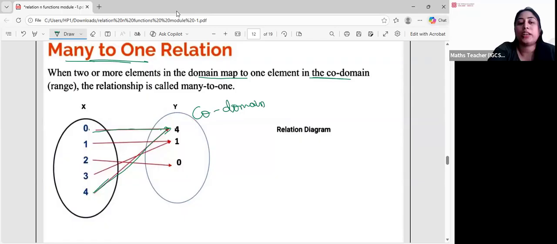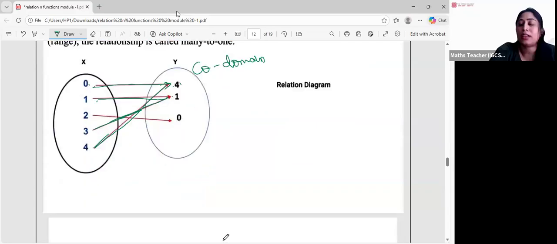As the definition says, many elements in the domain are related to only one element in the codomain or range. We call them many to one. See, zero is also related to four. Four is also related to four. Again, one is related to one. Three is also related to one. Correct. So we call them a many to one relation. So many to one means two or more elements from the domain are related to only one element in the codomain.